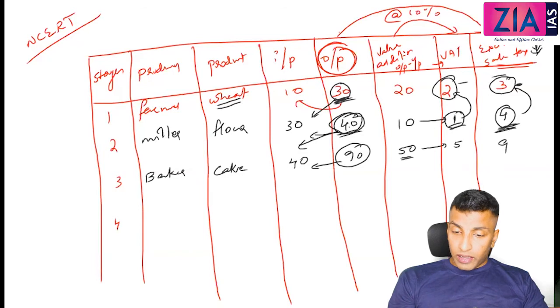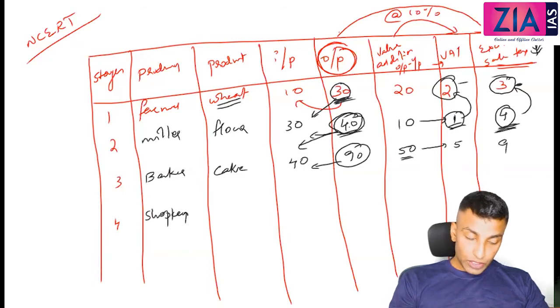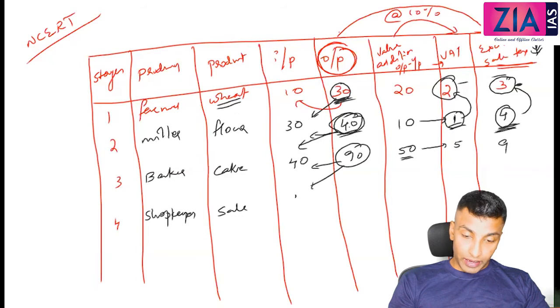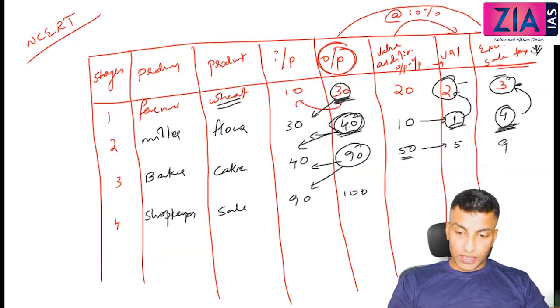Then the fourth one, this cake finally comes to the shopkeeper. So the shopkeeper will sell it, right? So it's only for the sale. And what is the input cost here? 90. And suppose he's selling at 100. What is the value addition here? Here the service is there, so value addition is 10 rupee.